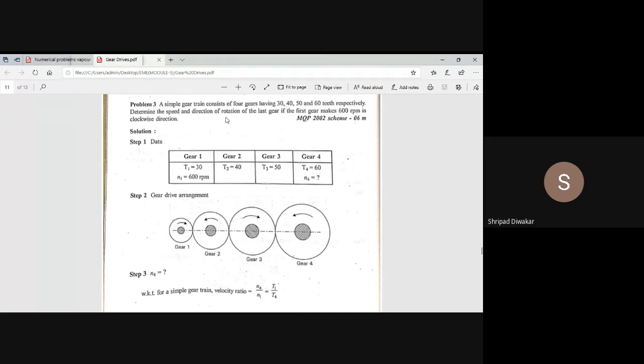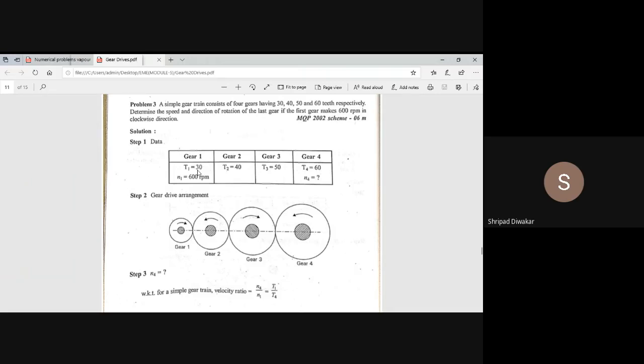Here a simple gear train means a gear system having more than 2 gears. Here the 2 intermediate gears are also called idler gears. A simple gear train consisting of 4 gears having 30 teeth, 40 teeth, 50 teeth and 60 teeth respectively. And inside the circle, you have to show one more circle, that is called a shaft, because the gear is running on the shaft. So we are having 4 gears.